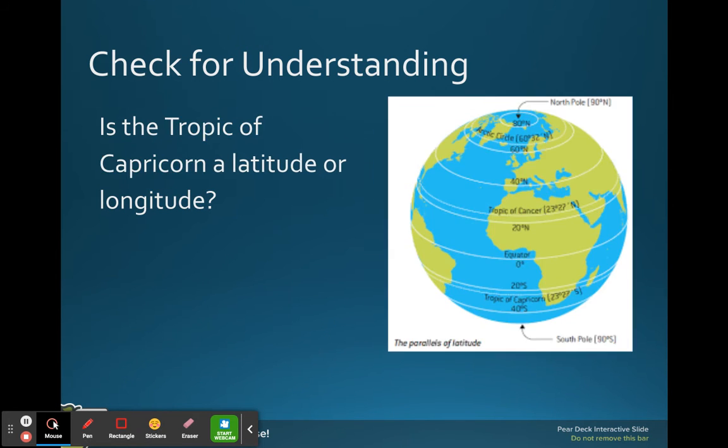And so remember that lines of latitude are the ones that are parallel to the equator. So the Tropic of Capricorn is parallel to the equator, so it is a line of latitude.